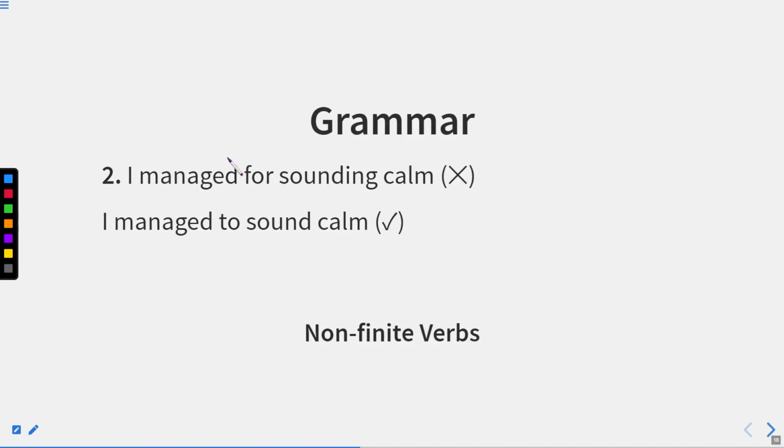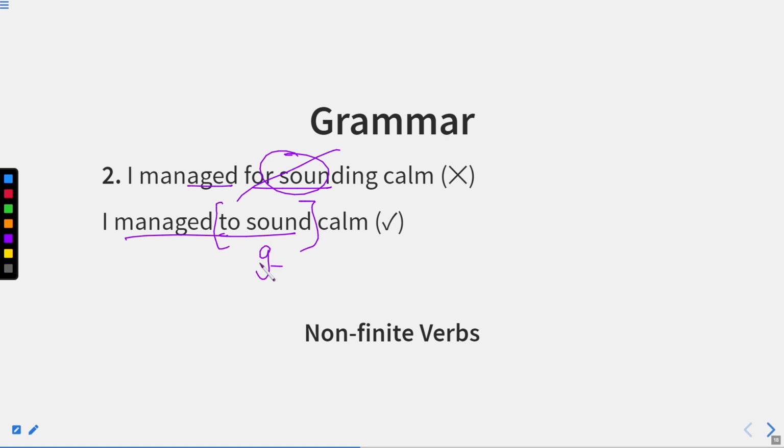Now let us have some more examples. I managed for sounding calm. Now, for sounding is incorrect over here. In fact, it should be replaced: I managed for what? To sound calm. So to sound is an infinitive. I hope you got it now.